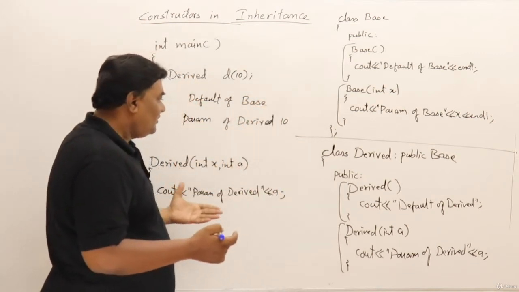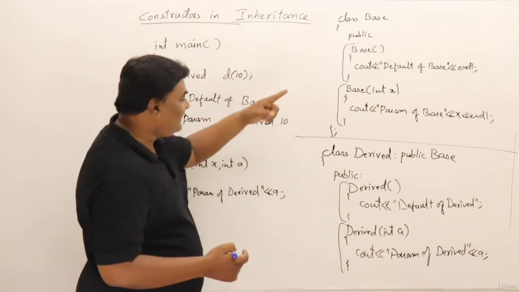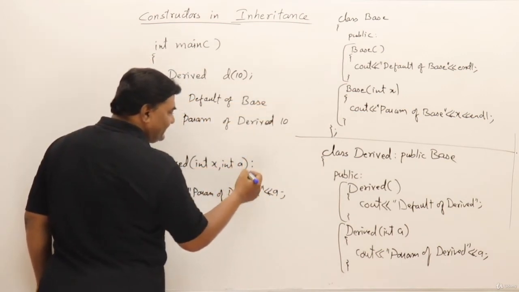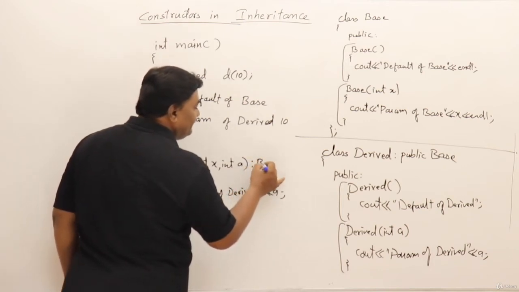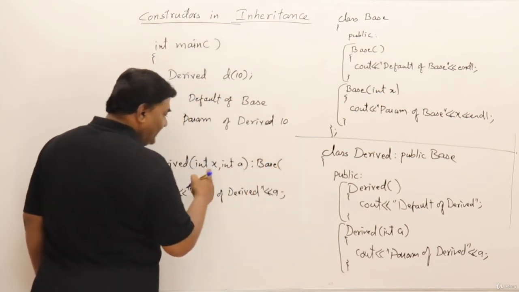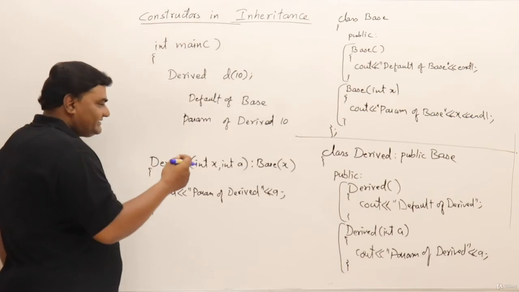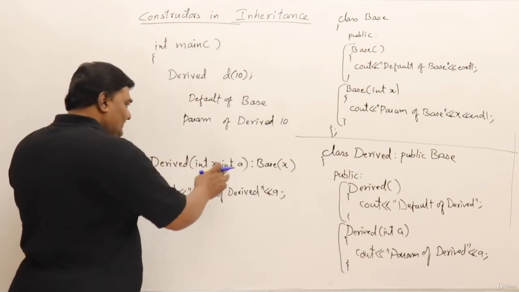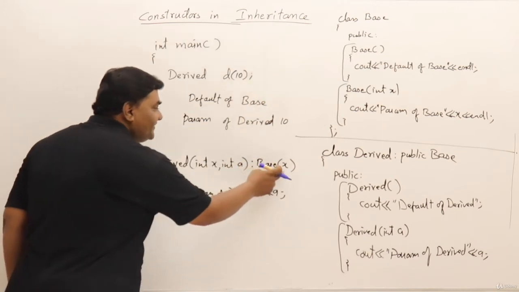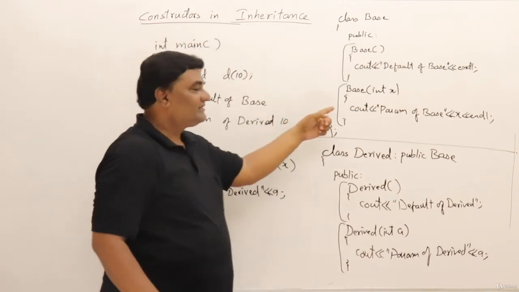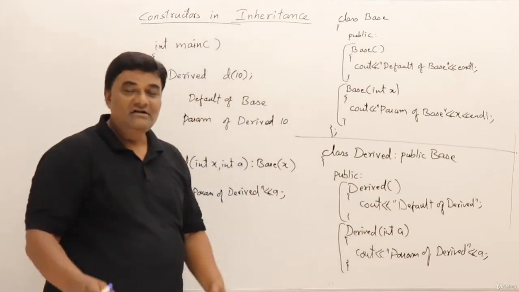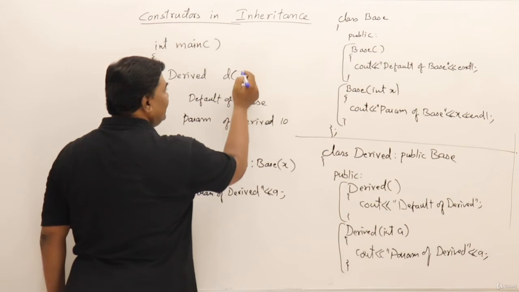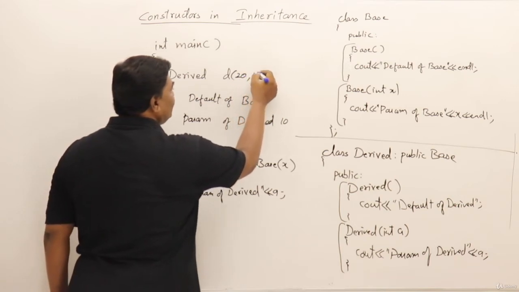So how to send the parameter to the base class from the derived class? So here itself, beside the constructor, write a colon and say base and pass x. So yes, from the derived class constructor, I am calling the constructor of the base class, which is the parameterized constructor. Now you watch the flow. I will change this one. I will say 20, 10.